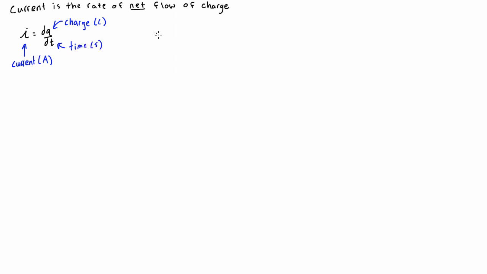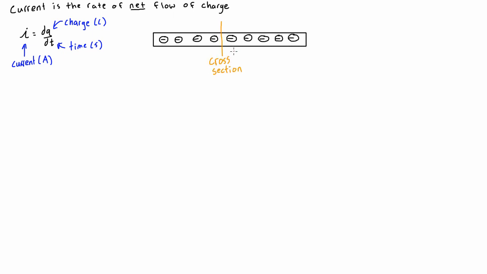If we have a conducting material, say a chunk of wire, with a bunch of electrons in it, and we take a cross-section of it, then the net flow of electrons across that cross-section is going to be zero when it's not connected to a source, be it a voltage or a current source, because all of the random movement of the electrons just cancels out. But if we hook up a voltage or a current source to this conducting material, then we get a net flow of electrons in a certain direction.